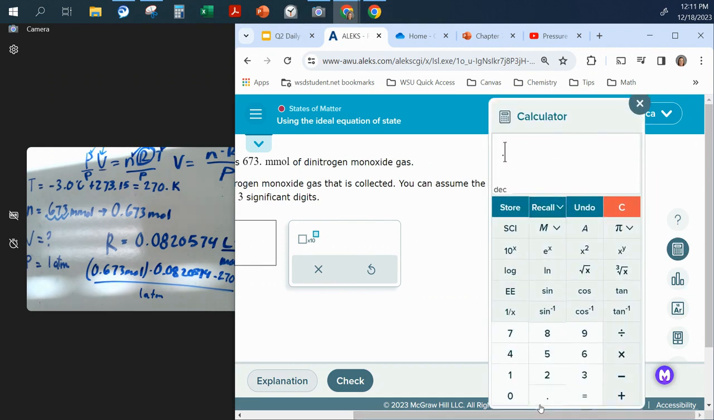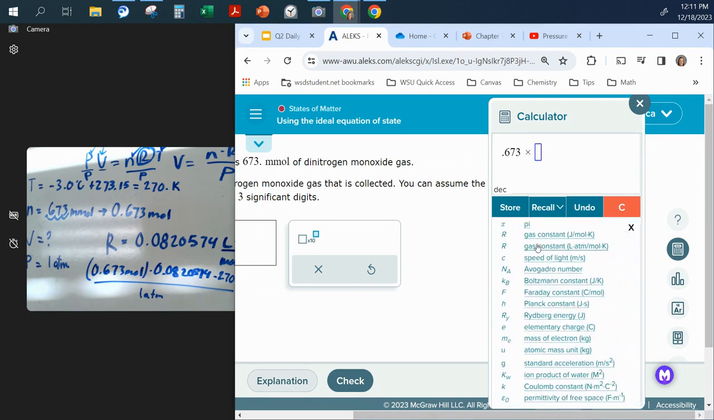And we have 0.673 times the gas constant. If you go to the pi button, it should be there: gas constant in liter atmosphere per mole Kelvin. Also, this is telling you, if you can't remember, what should the number of moles be in? It should be in moles. Sometimes they give you grams, so you have to convert. What should my temperature be in? Kelvin. What should my pressure be in? Atmospheres. So that will help you remember to make sure your values are in the right units.